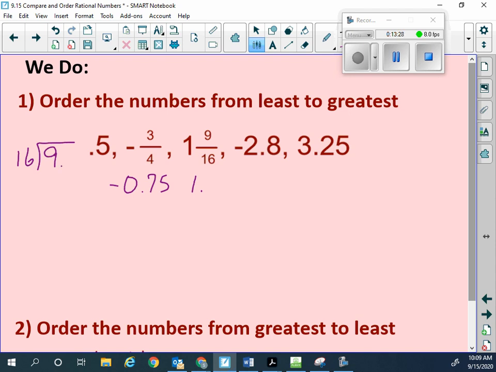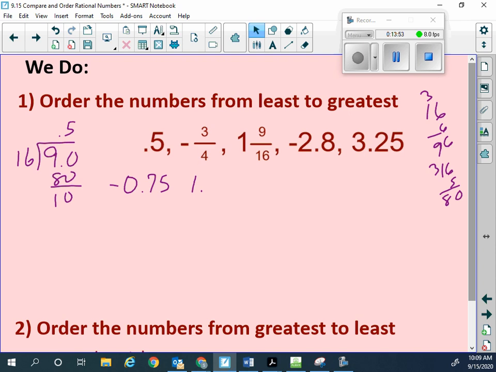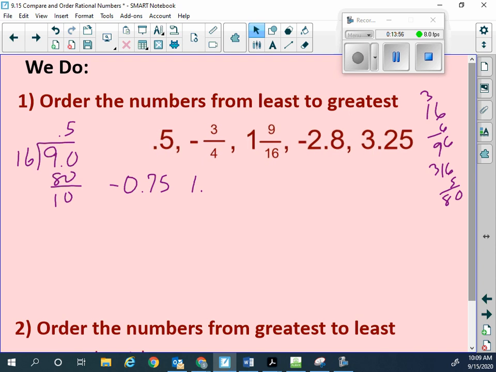So 16 goes into 90. I don't know. What's our guess? 6. Oh, too much. Close. So what is it? 5. There we go. So it was 5. I can tell that I will do this. It's nice how we just do that, huh? Because I'm going to run out of room.